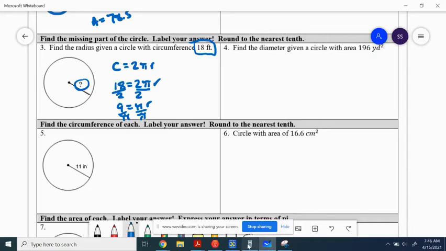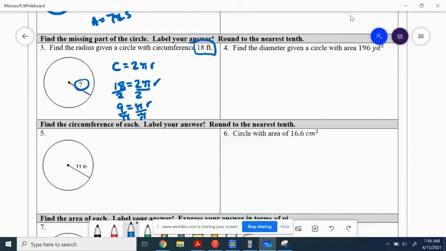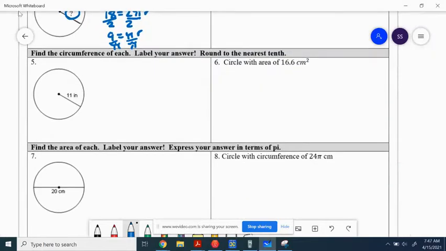So let's pull up our calculator, figure this out. 9 divided by 3.14 equals 2.866. Let's call this 2.9. So there we go. Radius is 2.9 feet. All right, you guys can do the same here. This is area, and they need the diameter, okay? Find the circumference. That one should be pretty straightforward.